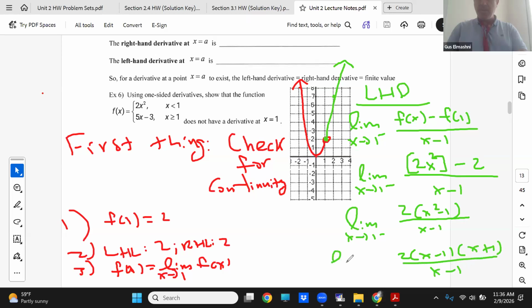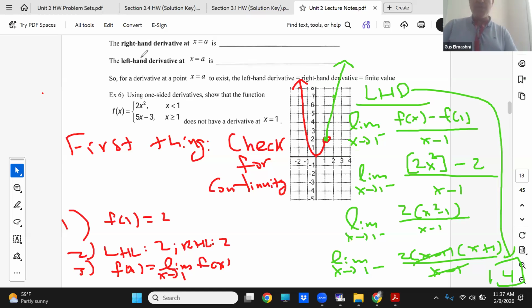Fortunately, things cancel. What cancels? Plug in 1, you should get 2. Okay, that's my left-hand derivative. Did you get 4? Oh, shoot, you're right. Sorry, my apologies. Because I can't multiply. Good. You are correct. It is 4. I was trying to check the shortcut rules, and yes, you are correct.